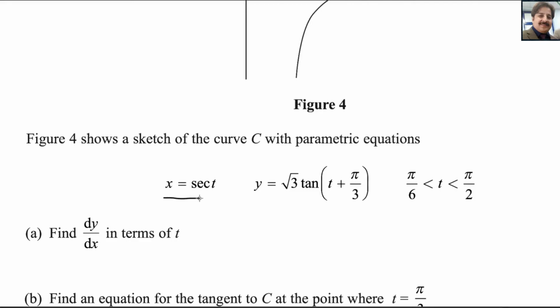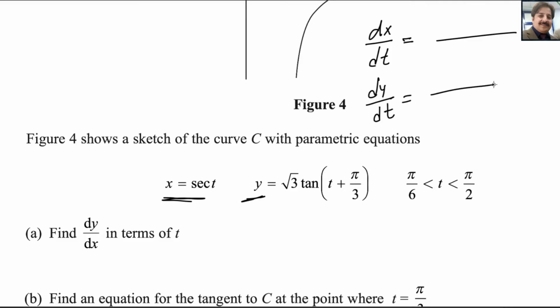If you remember the formula for the chain rule, we will differentiate this function with respect to t, and we will get the answer for x as dx by dt. The other answer you could find from here, that is dy by dt. And from here we could use the chain rule to find dy by dx. This is called the chain rule.